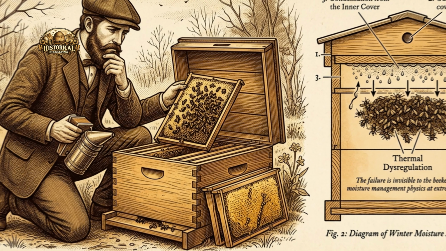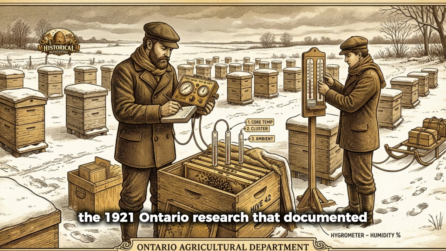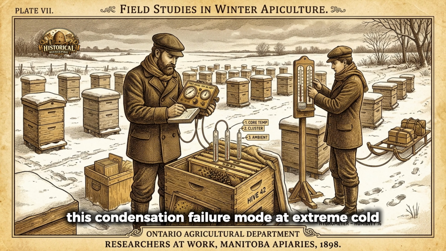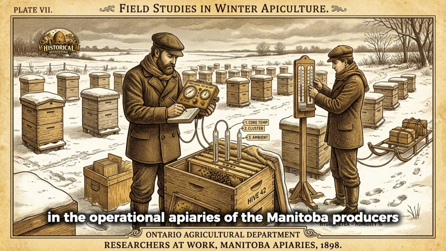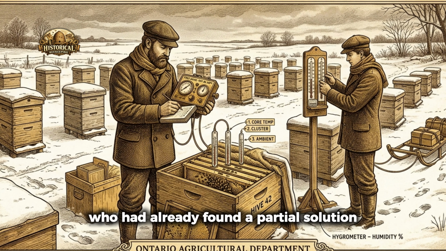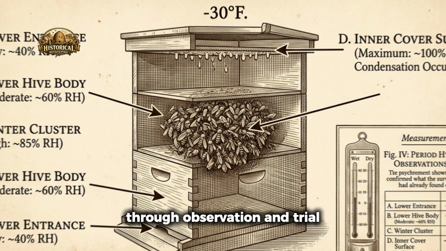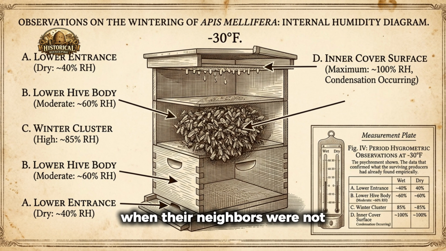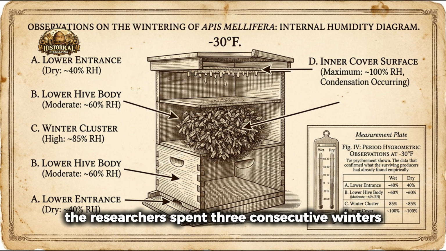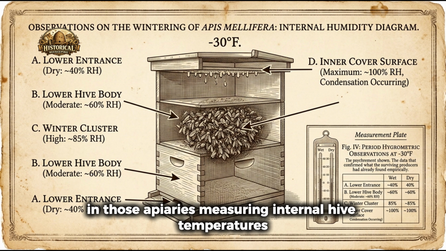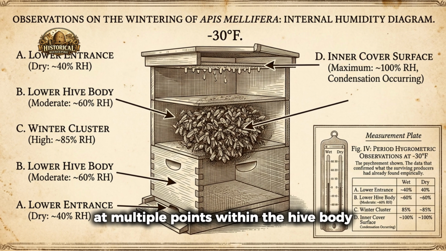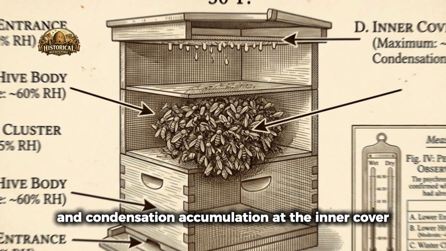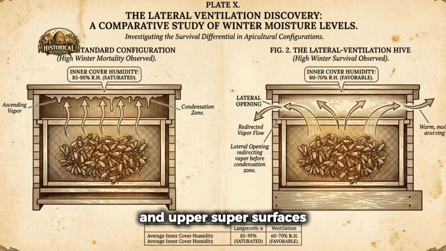The 1921 Ontario research that documented this condensation failure mode at extreme cold was not conducted in a laboratory. It was conducted in the operational apiaries of the Manitoba producers who had already found a partial solution through observation and trial, and whose colonies were surviving when their neighbors were not. The researchers spent 3 consecutive winters in those apiaries, measuring internal hive temperatures, relative humidity at multiple points within the hive body, and condensation accumulation at the inner cover and upper supersurfaces.